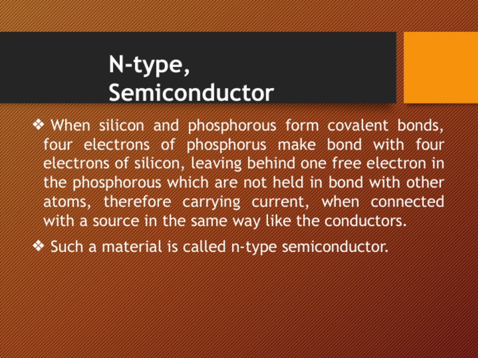This type of material, where extra electrons are available to conduct electricity, is called an N-type semiconductor. The N stands for negative, highlighting that the charge carriers are negatively charged electrons. So, in the context of our overall discussion on semiconductors, understanding how these free electrons behave in N-type materials helps us grasp how they can be used in electronic devices to control electrical current.